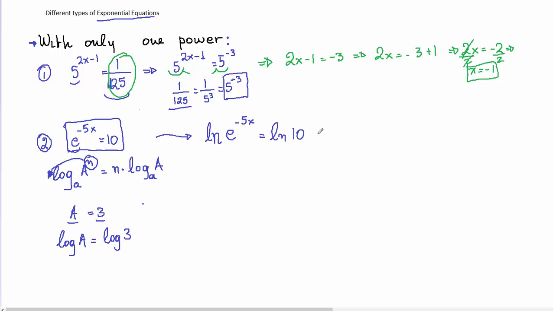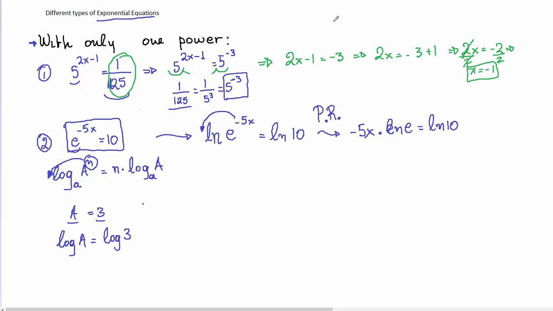Okay, so now I can apply the power rule. That tells me that the logarithm of a power is equal to the exponent times the logarithm of the base. So this allows me to bring the negative 5x down. The negative 5x now is going to go down here using the power rule. And I will have negative 5x times ln of e equals ln of 10.